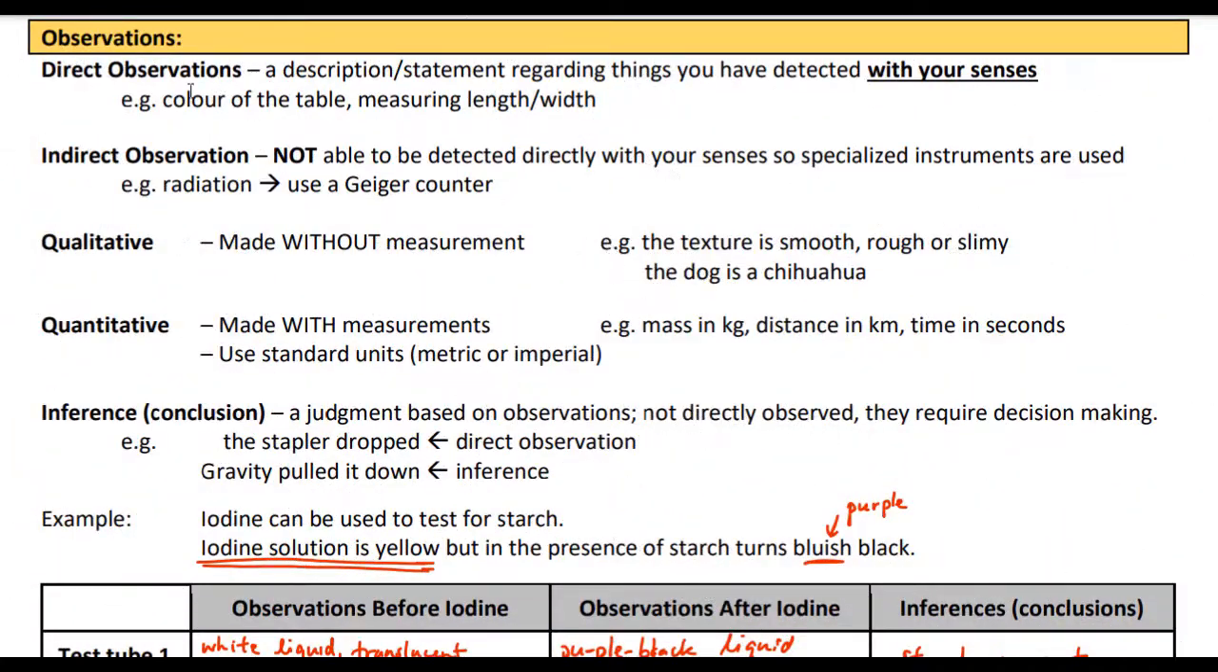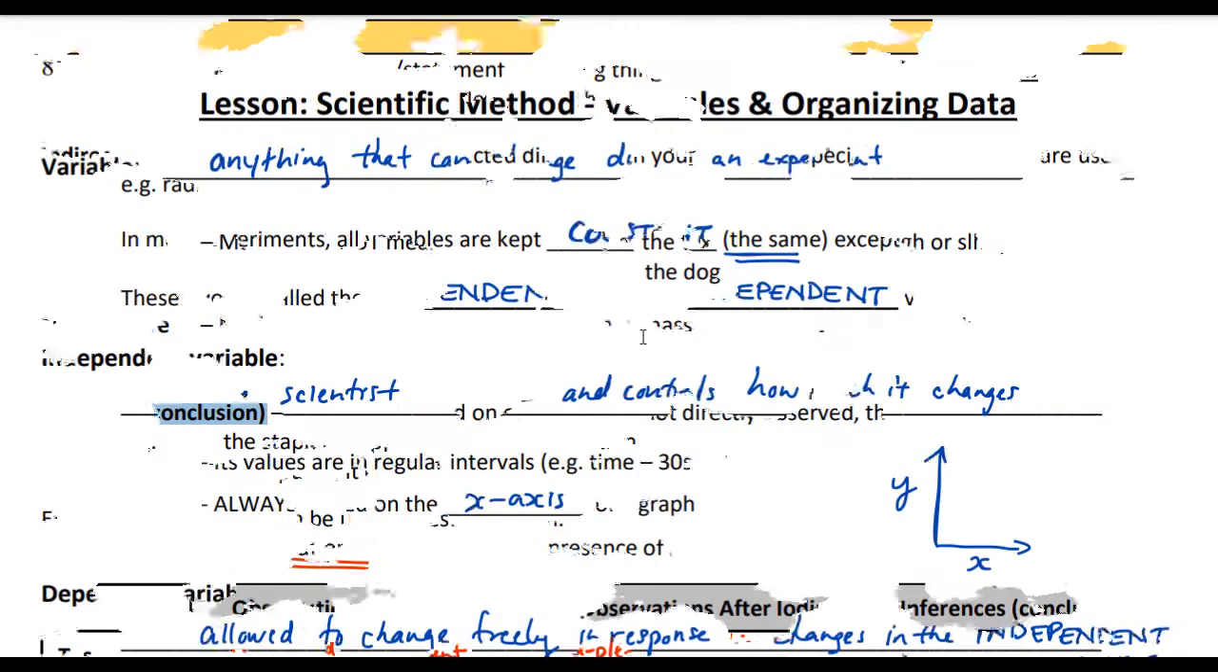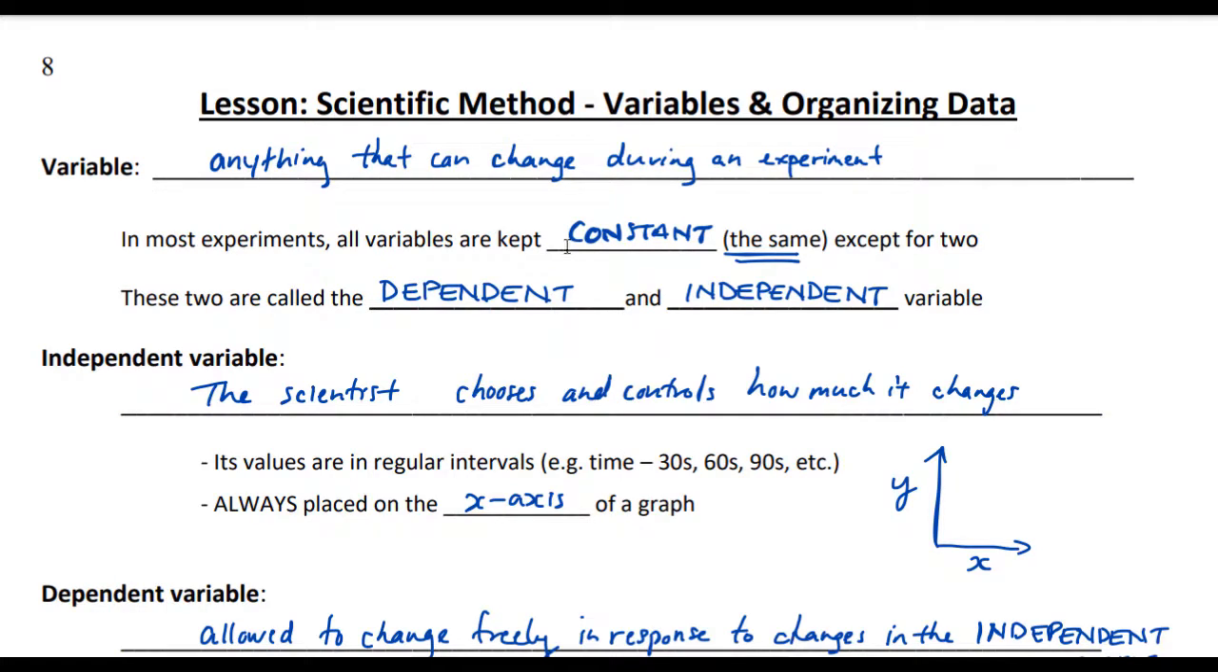So please do a good job of memorizing these 5 terms and know what we're talking about. And as we're going through different types of labs, make sure that you're able to, in your mind, use the terms qualitative and quantitative when you're looking at stuff, and know what the word inference means. So now let's chat about the scientific method in terms of variables and organizing your data.